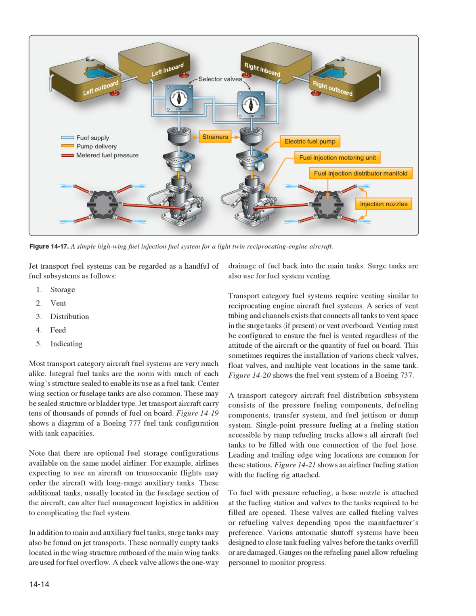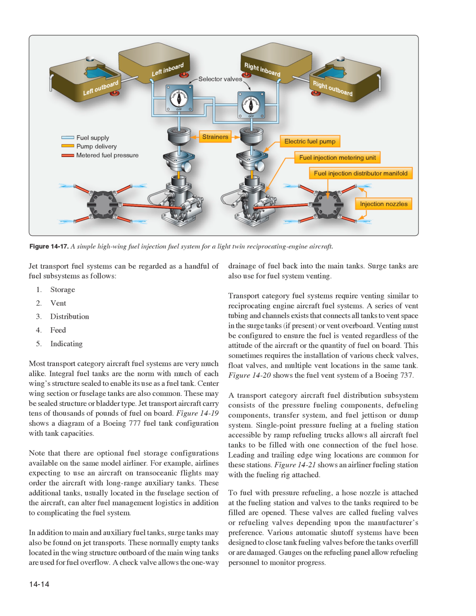Jet transport aircraft carry tens of thousands of pounds of fuel on board. Figure 14.19 shows a diagram of a Boeing 777 fuel tank configuration with tank capacities. Note that there are optional fuel storage configurations available on the same model airliner. For example, airlines expecting to use an aircraft on transoceanic flights may order the aircraft with long-range auxiliary tanks. These additional tanks, usually located in the fuselage section of the aircraft, can alter fuel management logistics in addition to complicating the fuel system.